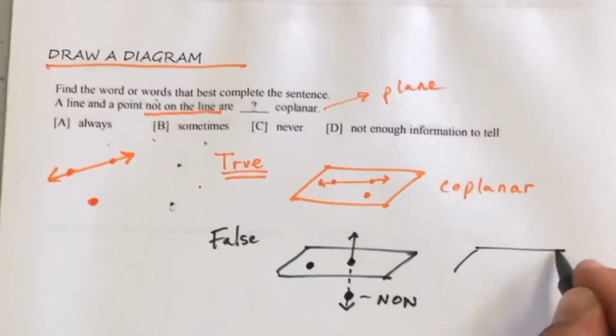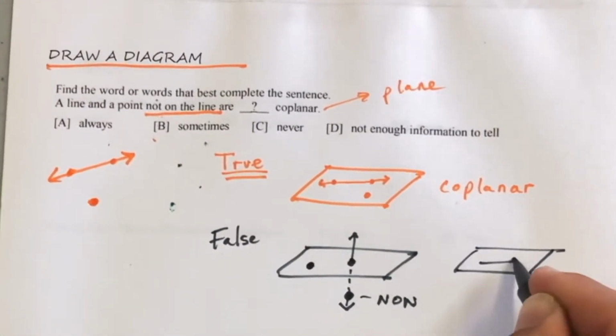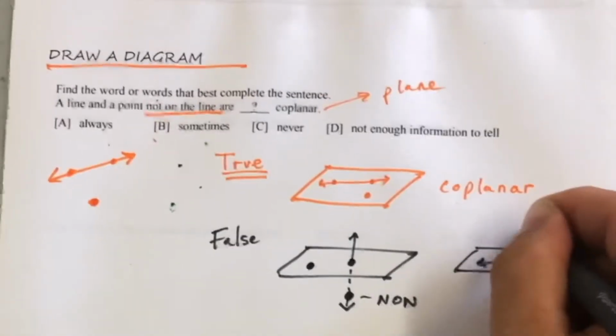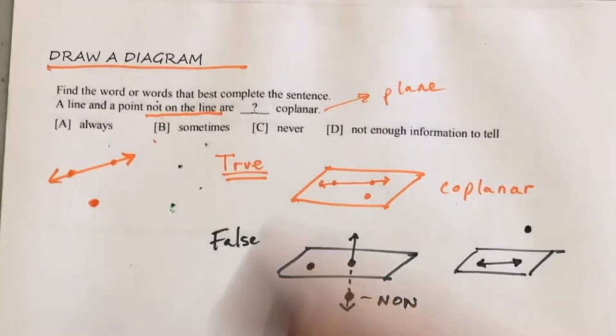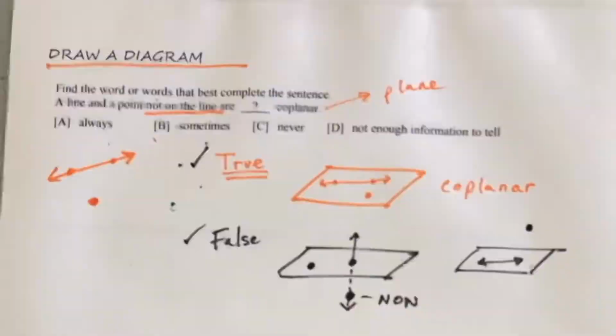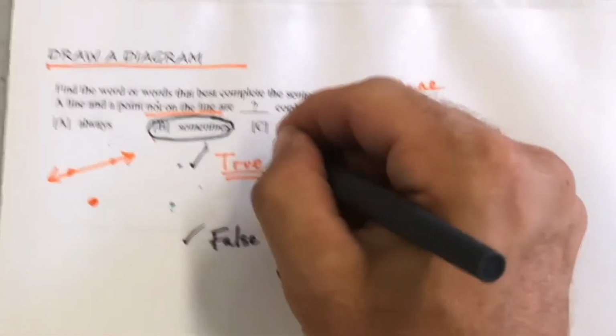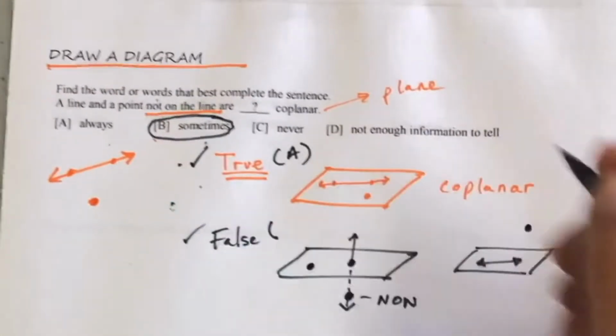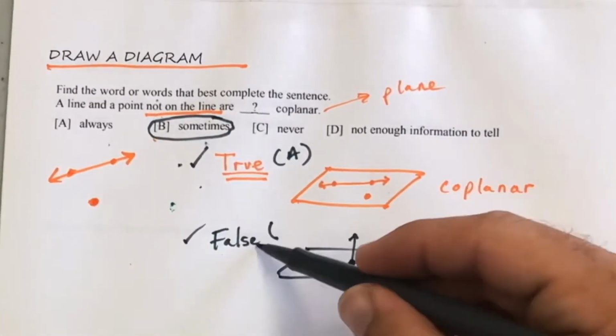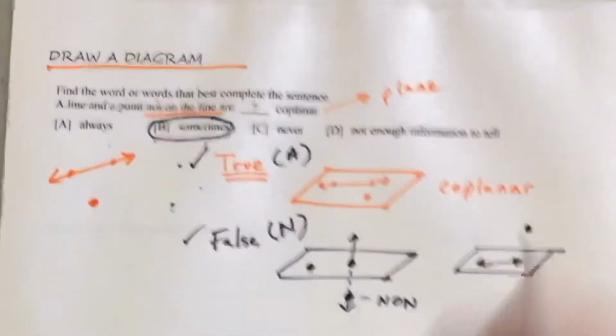I could have also drawn it where the line is on that plane and the point not on that plane. So if it's both true and false, I would have to say it's sometimes. If it's only true, that would be always. If it's never true, I would say that is never.